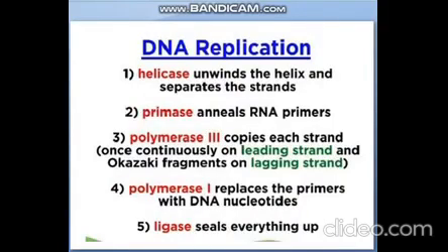semi-conservative replication. So DNA replication has very few steps here. Helicase is going to unwind the helix and separate the strands, and primase anneals the RNA primers. Then we have the polymerase enzyme, which copies each strand continuously on the leading strand, as well as the Okazaki fragments on the lagging strand. Polymerase one replaces the primers with DNA nucleotides, and then the ligase enzyme seals everything up.